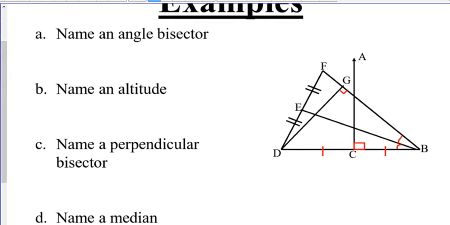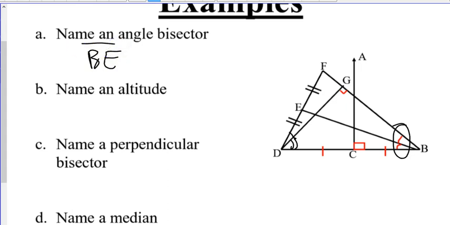Okay, a little bit of review here now. Name an angle bisector. Well, we need to find an angle that's split into two equal parts. F has no line coming from it. D, you can tell that this angle is a different size from that angle. But look at B. See those two arc marks the same? That means angle B has been split into two equal pieces. So the angle bisector is line segment BE.